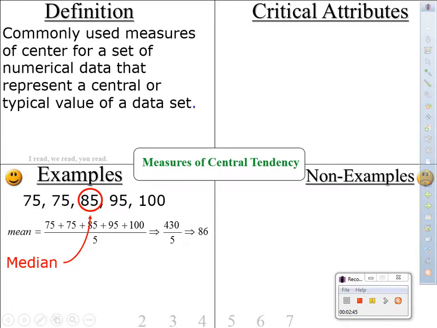And the last measure of central tendency is the following: the mode. Mode means what number occurs the most. Which number occurs the most here? 75. Now, mode is the same as the root word moda, which means fashion.